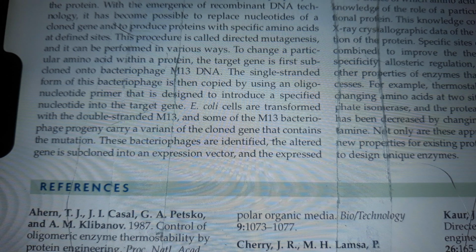Specific sites or regions can be altered or combined to improve the thermostability, pH tolerance, specific allosteric regulation, cofactor requirements, and other properties of enzymes that are used in industrial processes. For example, thermostability has been enhanced by changing amino acids at two sites of the enzyme triose phosphate isomerase, and the protease sensitivity of streptokinase has been decreased by changing two lysine residues to glutamine. Not only are these approaches helpful in engineering new properties for existing proteins, but they can also be used to design unique enzymes. And now on to the review questions.